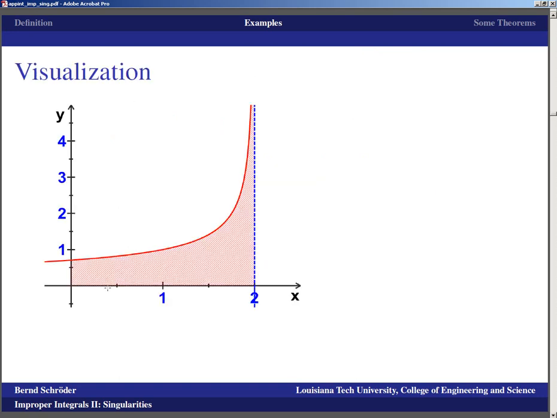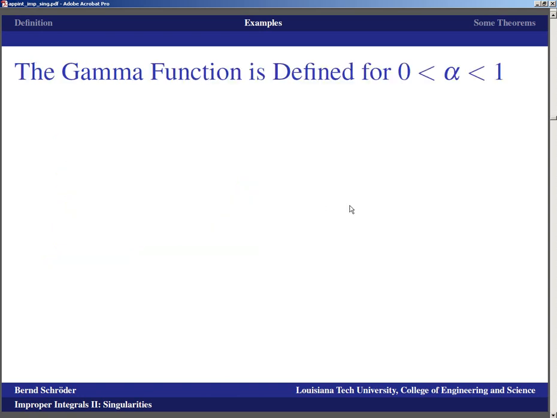And if you want to visualize that, well, here is the function, and here's the area underneath the function from 0 to 2. We can see that even though the height is technically infinite here, because we've got a vertical asymptote, we have a finite area.